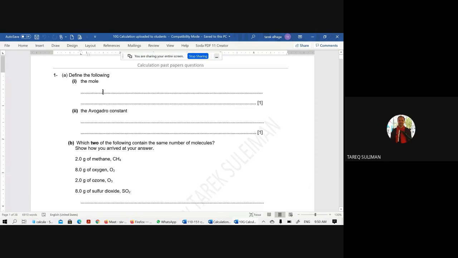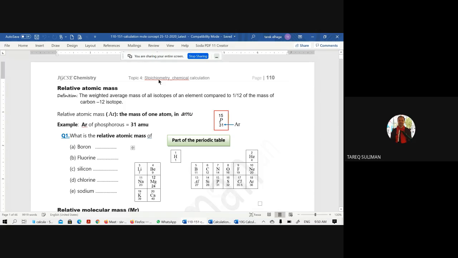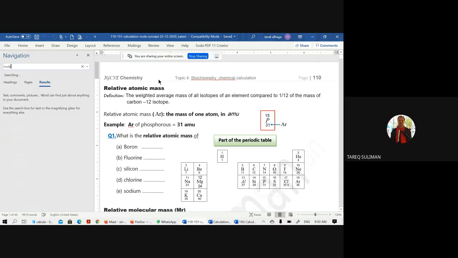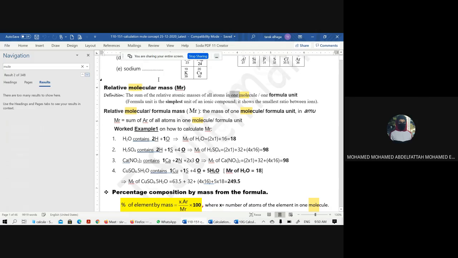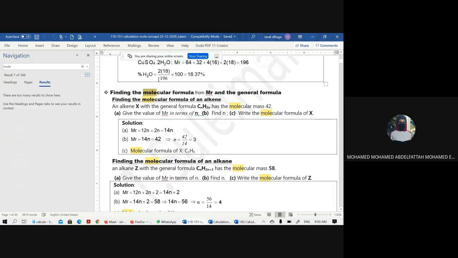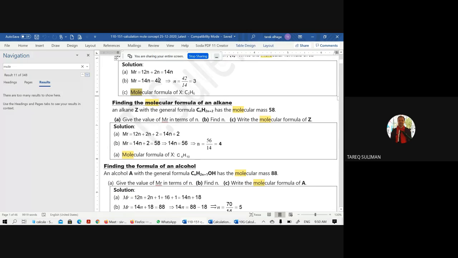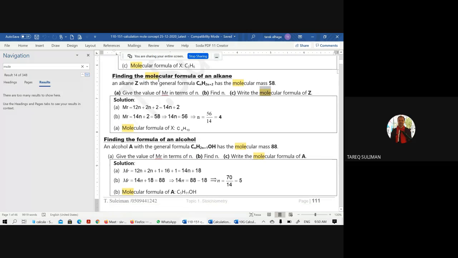Mole is a quantity of matter. Who can tell him what you mean by the term mole? It is a molecular mass expressed in grams. No, this is not the meaning of the term mole.